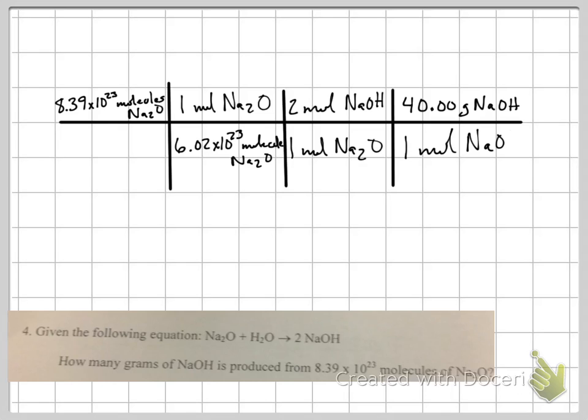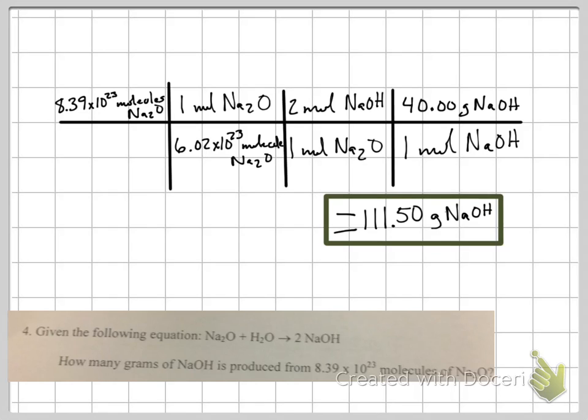And last but not least, because I'm going to grams, I need to then use my molar mass. So 40 grams of sodium hydroxide equals 1 mole of sodium hydroxide. Taking this and placing it into my calculator just as we did before. Multiply by everything on the top, multiply everything on the bottom, and then divide. I'm going to come out with a final answer of 111.50 grams of sodium hydroxide. So this seems like it's actually a sizable amount for this substance or this sample that you have received.